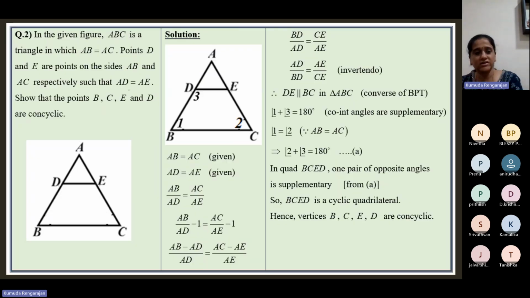Here, the information given is reversed. You have to prove that the triangle is isosceles. See, here it was given that the triangle is isosceles, AB is equal to AC. Here you have to prove that the triangle is isosceles. So that means you should prove either this angle is equal to this angle, or you should prove AB is equal to AC. All right? Okay.